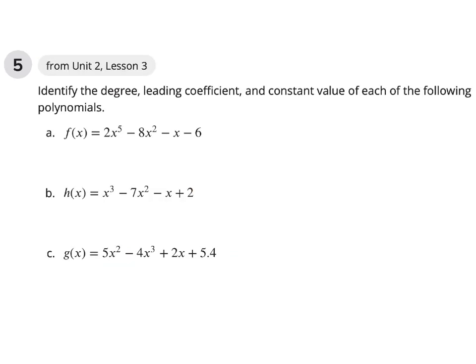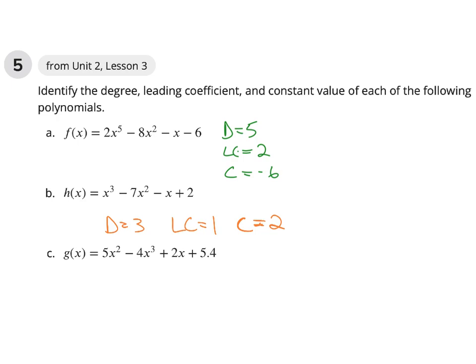Okay, this goes back to an earlier lesson. So degree. Degree equals 5. The leading coefficient is 2. And the constant is negative 6. Be careful about them negatives. The sign in front of the term goes with the term. Okay, this is written in proper order. Our degree is 3. Our leading coefficient is 1. And our constant is 2. Positive 2 or just 2.